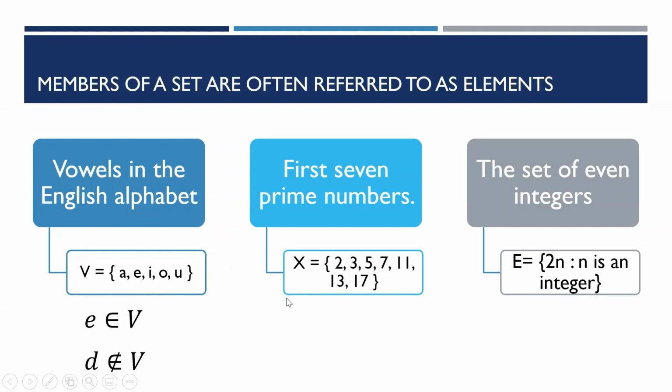In the second example, first 7 prime numbers, let X be the set of 2, 3, 5, 7, 11, 13, and 17. We can say that 3 is an element of X, while 4 is not an element of X since 4 is not a prime number. In the set of even integers E, 2 is an element of E since 2 is an even number, and 3 is not an element of E since 3 is not an even number.